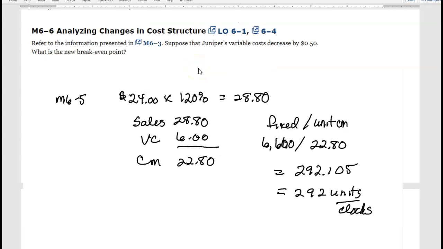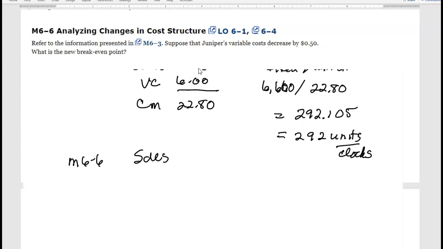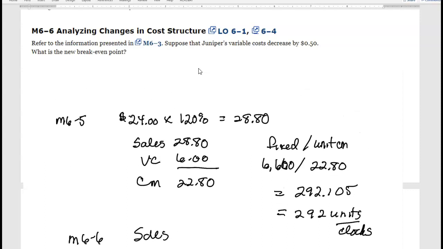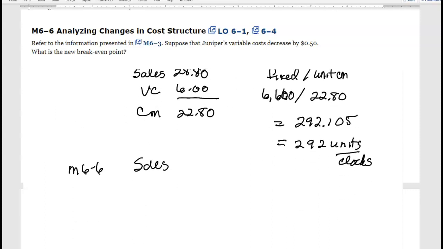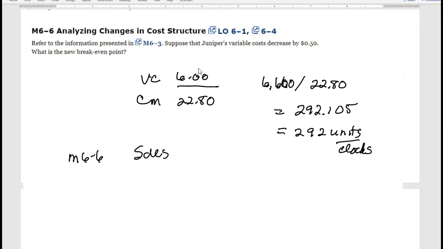So suppose their variable costs increase by 50 cents. What's the new break-even point? Always go back to the original. So it says refer back to M63, not M65 where we came up with a new sales price. M63 says the sales price is $24.